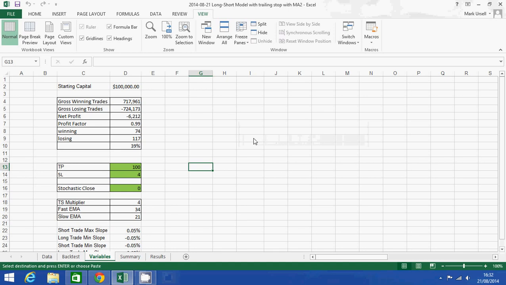Now the type of trailing stop that I've been using is based on the ATR, the average true range, and as part of the tests I'm looking at different multiples of the ATR. There is a link on the screen if you would like to look at the previous video and the results of that.